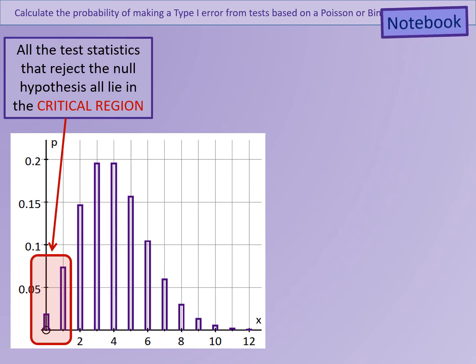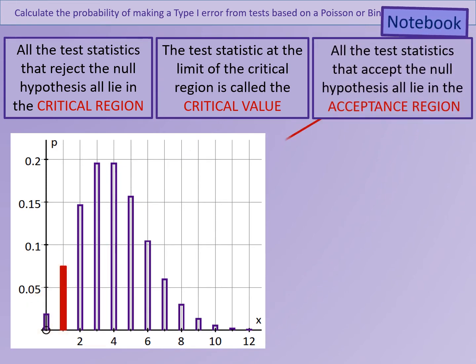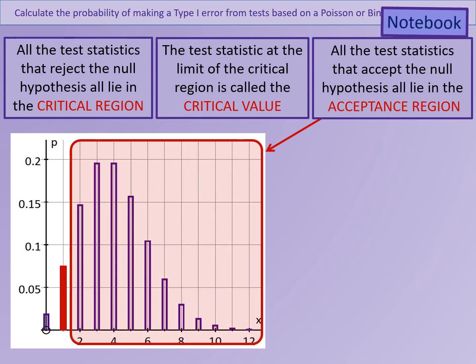All of the test statistics that would reject the null hypothesis lie in the critical region. So in this case, x is 0 and x is 1 are both in the critical region. The test statistic that is at the limit of the critical region on the boundary is called the critical value. So in this case, x equals 1 is the critical value. All of the other test statistics that would involve accepting the null hypothesis all lie in the acceptance region. So x is 2 and above lie in the acceptance region.